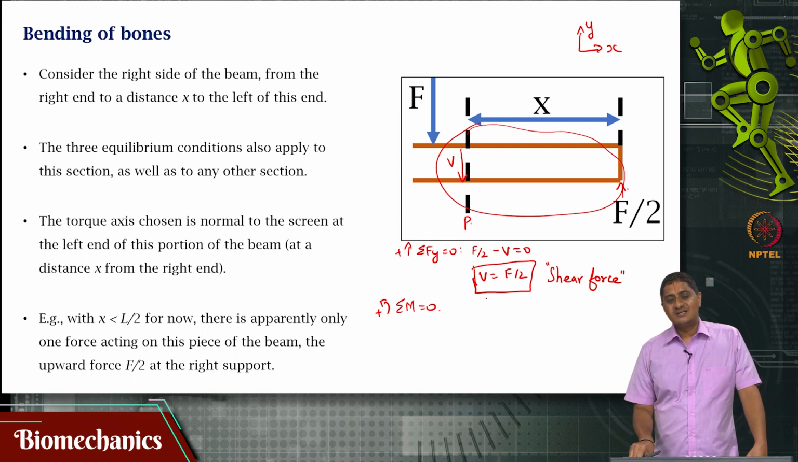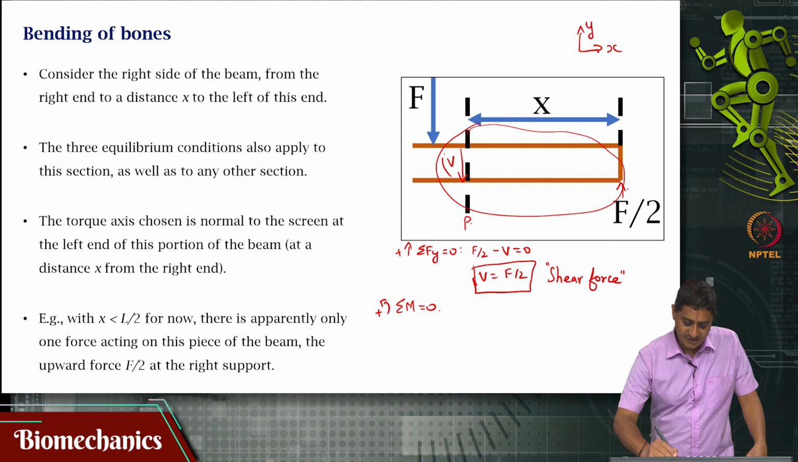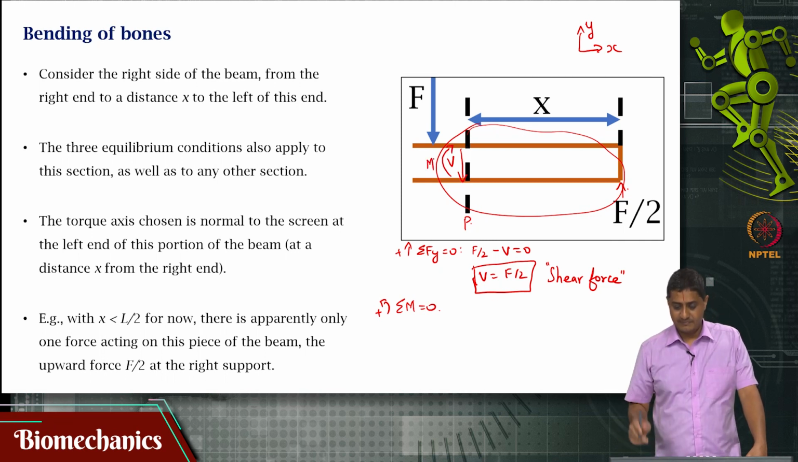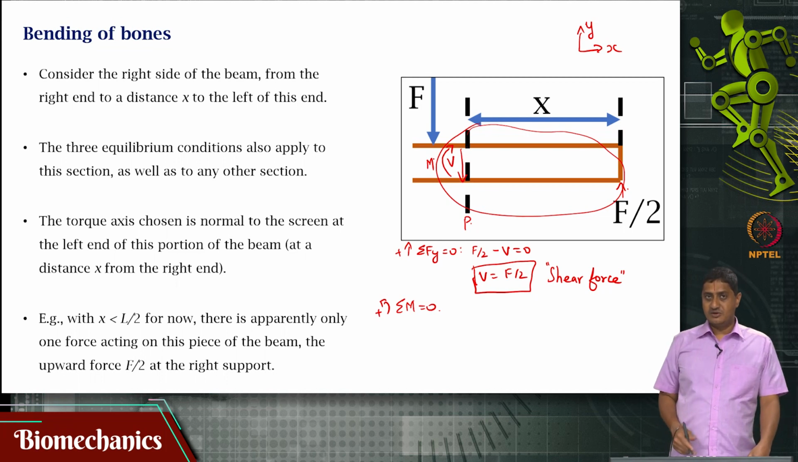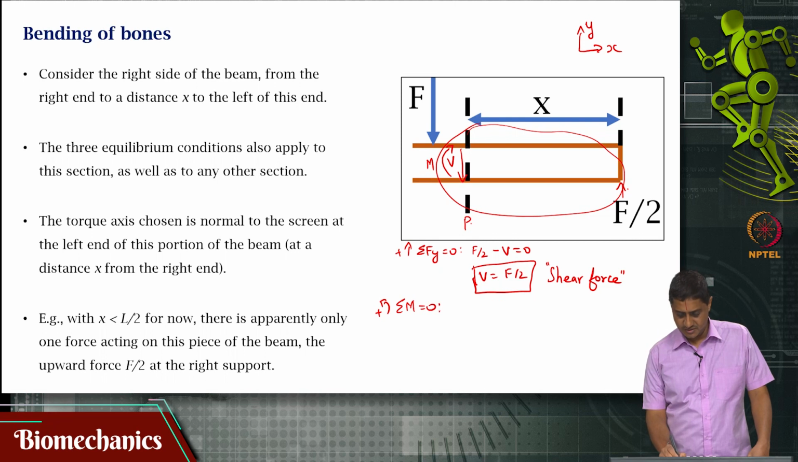What I also realize is that when I make this section, it will also reveal an internal moment. I am going to call that some m, that will come into the picture, and that is a clockwise moment. I am assuming that to be a clockwise moment. So, that would be minus m.